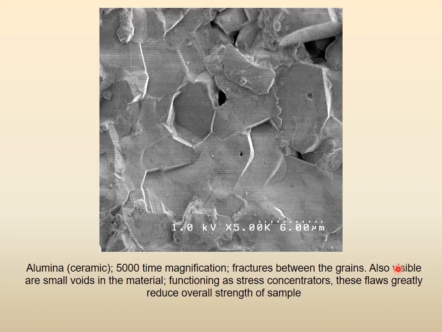Also visible are small voids in the material. There are voids here. These voids function as stress concentrators, and these flaws greatly reduce the overall strength of the sample, right? So this fractures on the grain boundaries, very sharp fractures on the grain boundaries, right? And so on.